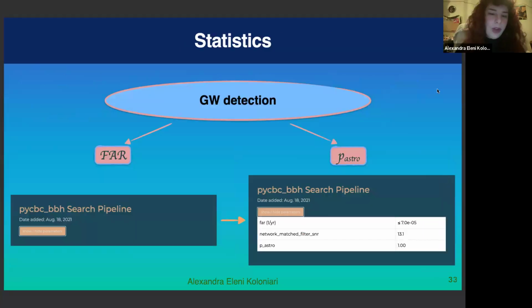Now, we actually do talk about gravitational wave detection. So there are two important statistics, the false alarm rate and the astrophysical probability, and basically each pipeline has to report those two. If you, for example, go to GraceDB to see the gravitational wave events that are detected by LIGO, you will see which pipelines detected that specific event. And if you click on them, you will see that they report the false alarm rate, network matched filter SNR, and the astrophysical probability with which they detected that specific event. And that's exactly what we also do.